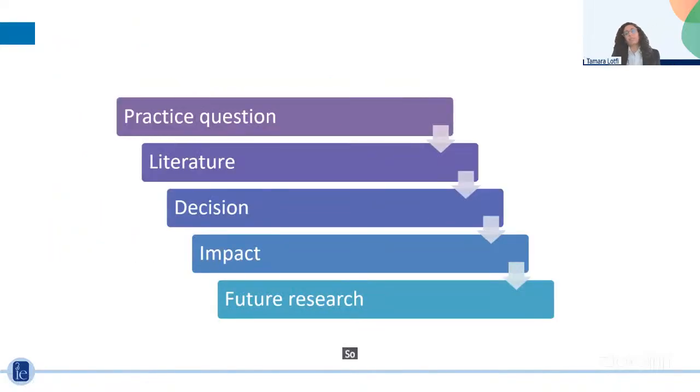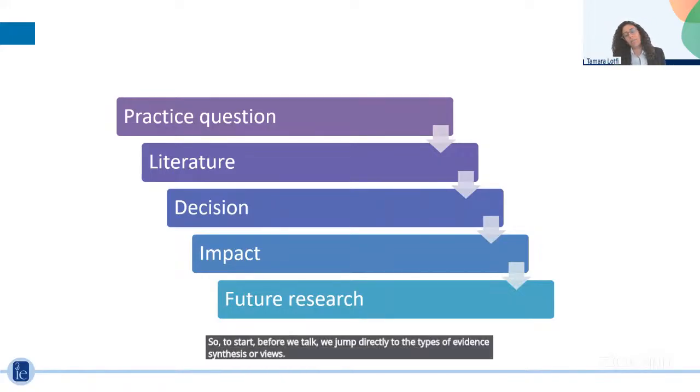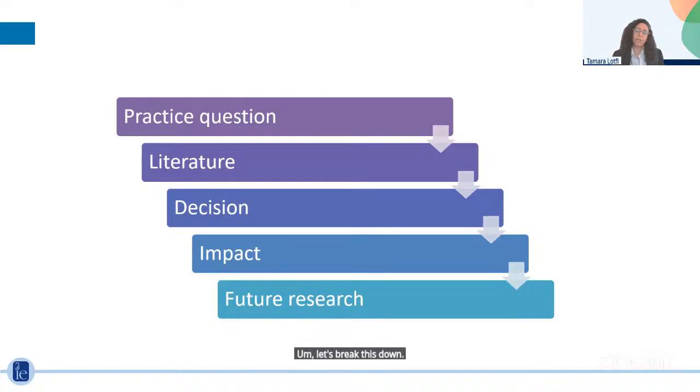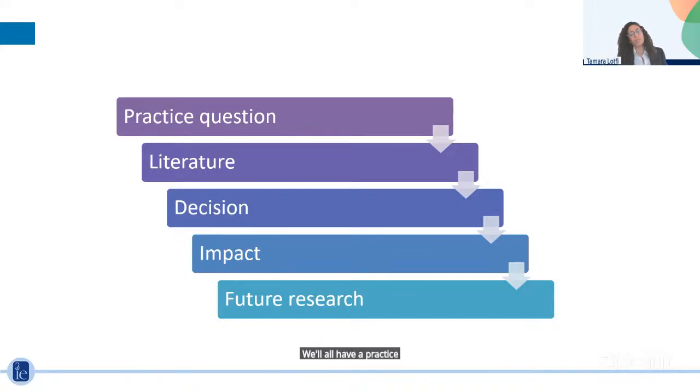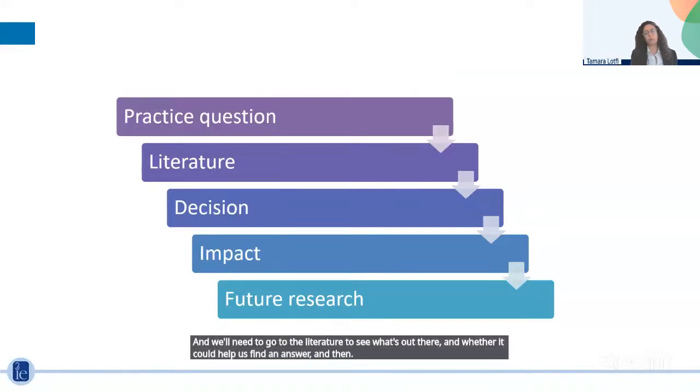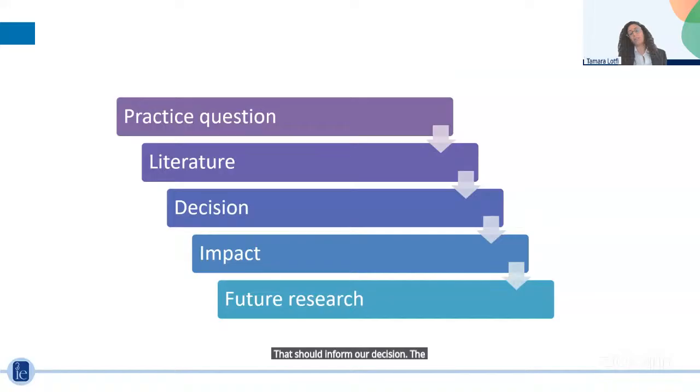So to start, before we jump directly to the types of evidence synthesis or reviews, let's break this down. Typically in practice, we would have a practice question. And I'm saying practice here because regardless of whether your background is in clinical health, public health, health systems, we'll all have a practice question for which we'll need an answer. And we'll need to go to the literature to see what's out there and whether it could help us find an answer. And then that should inform our decision. The decision we'll make will have an impact, and any impact will also inform future research.